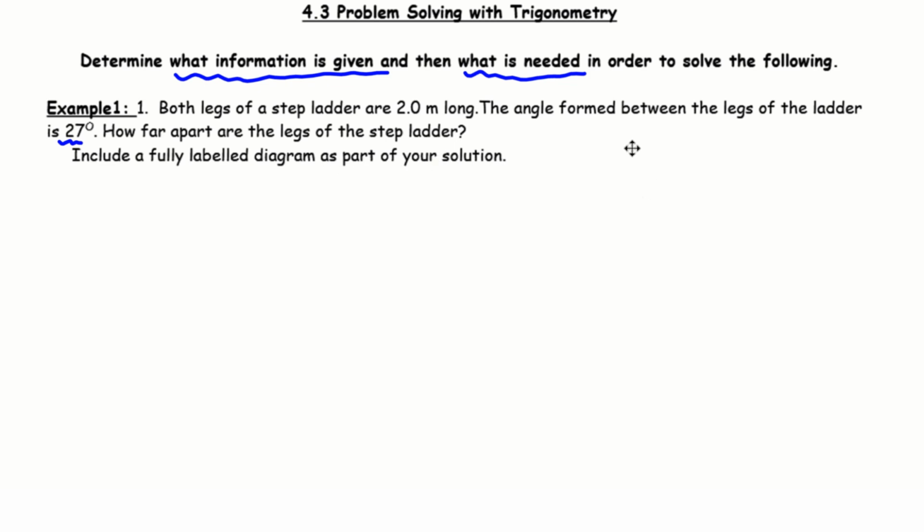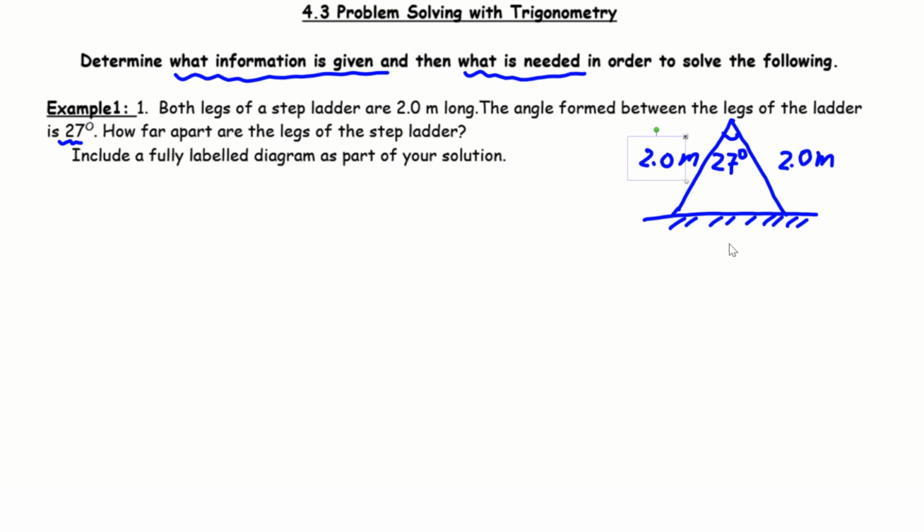So we need to draw a diagram. You don't have to draw it to scale, just sketching is okay. So we have a ladder, both legs are 2.0 meters. So this is the ground. Then the ladder is 2.0 for each leg. And the angle formed between the legs of the ladder is 27 degrees.